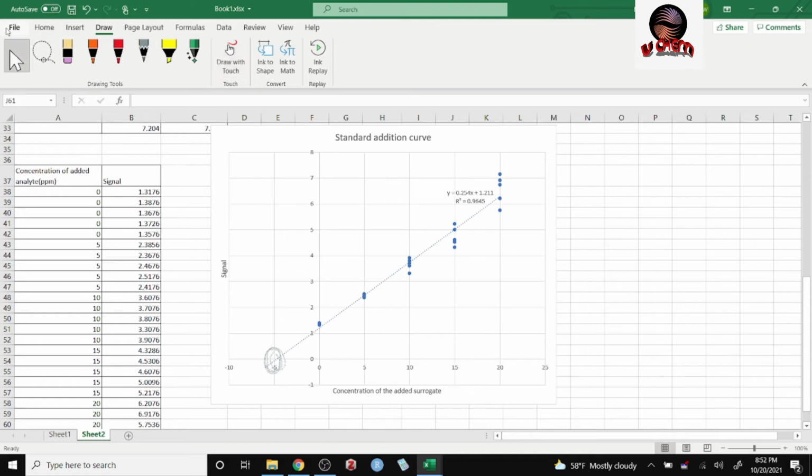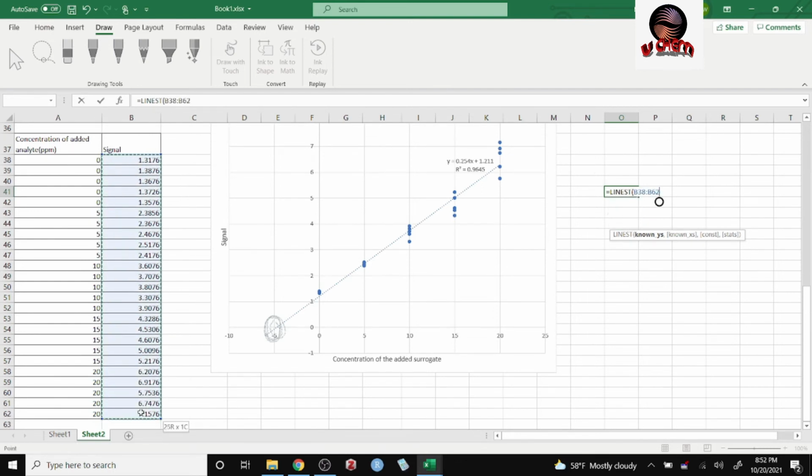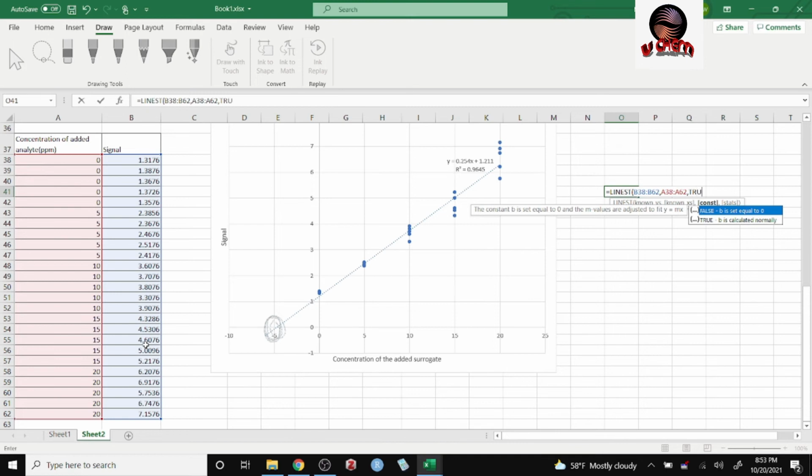I need to show you how to do the LINEST. So I'm going to get the LINEST function here. Then known y's, you need to insert y. What is the y? This one is the y. Then comma. Then I need to get the x axis. Then constant true, then stats true, and then enter.